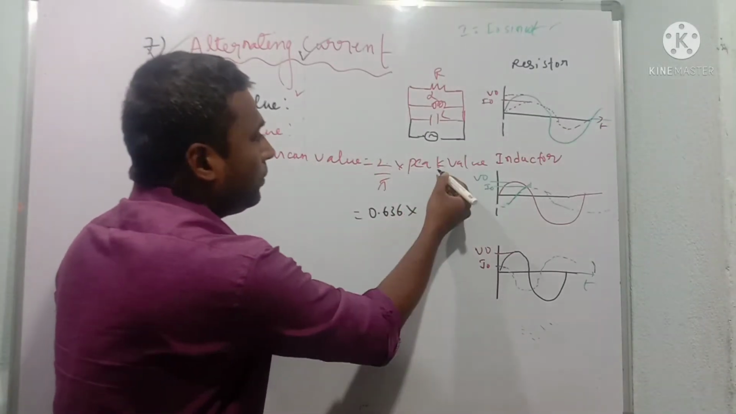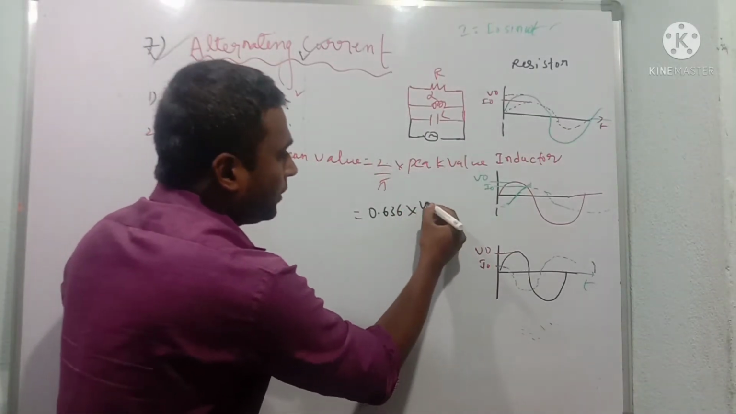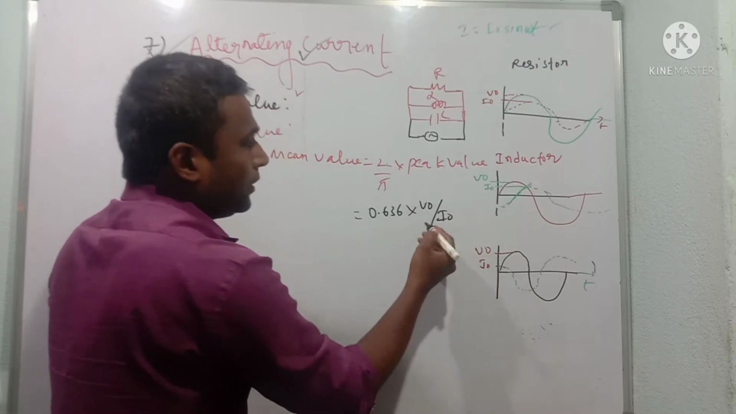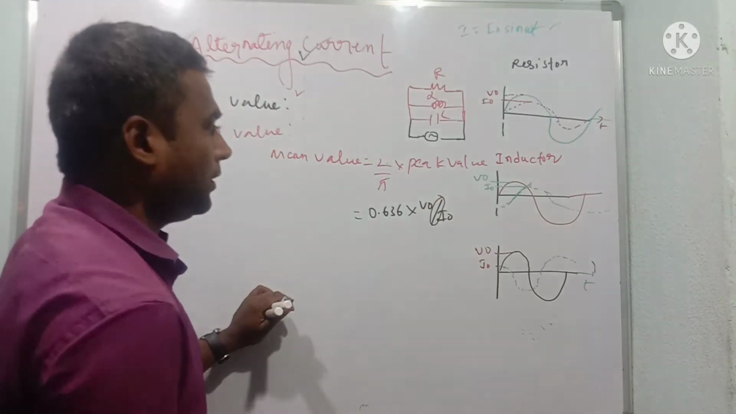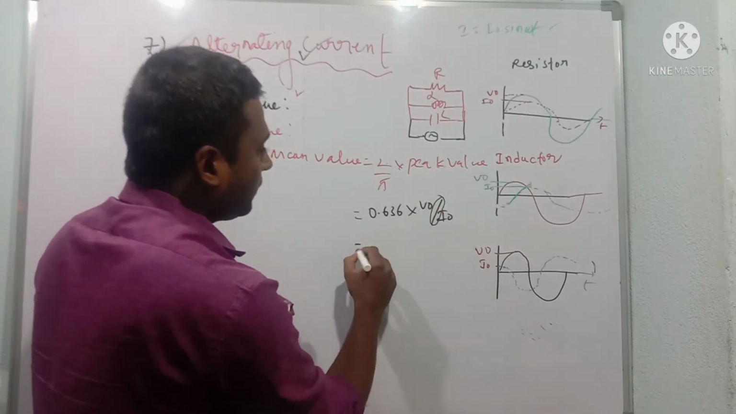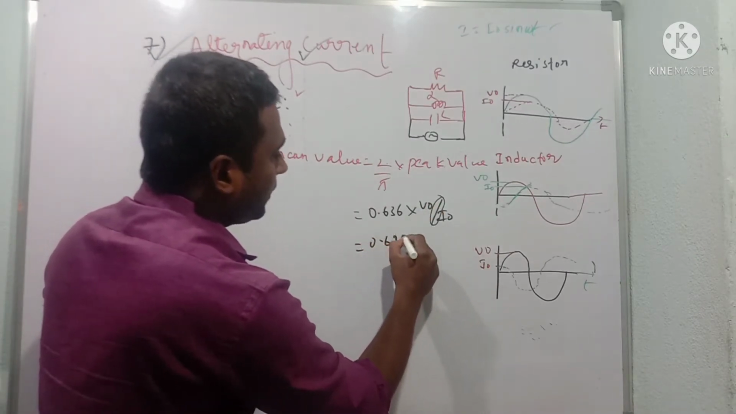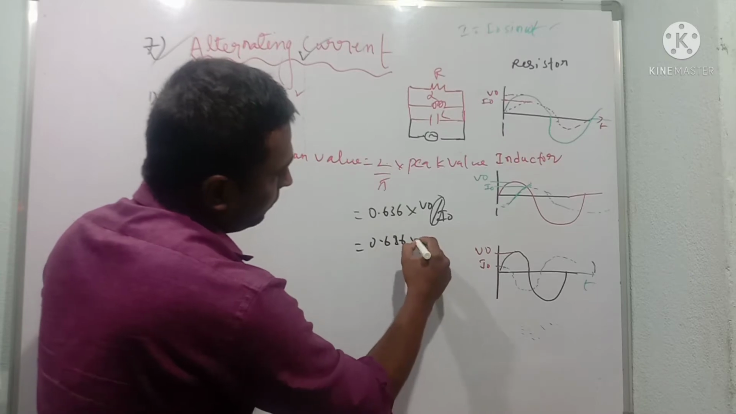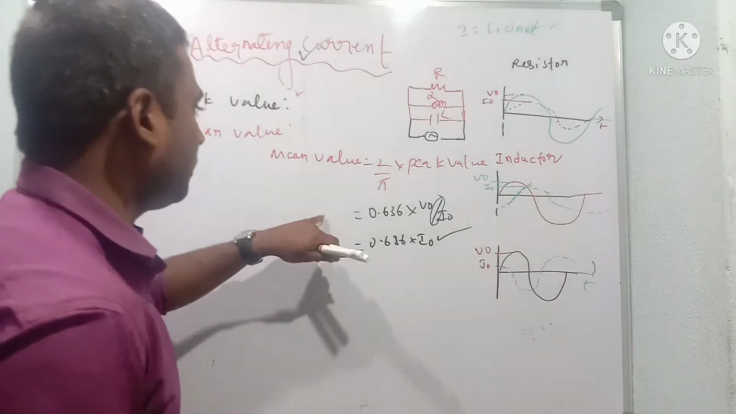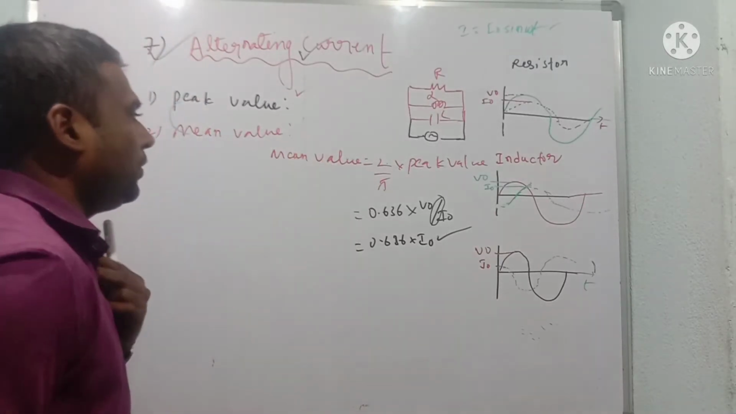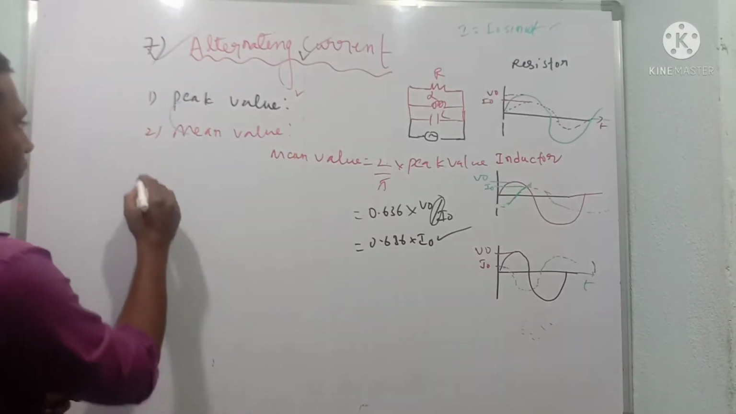This is multiplied by the peak value, which may be current or voltage. So we can write the mean value as 0.636 into I naught. This is very useful to solve problems. Please note it down. After understanding this, let us go to the RMS value.